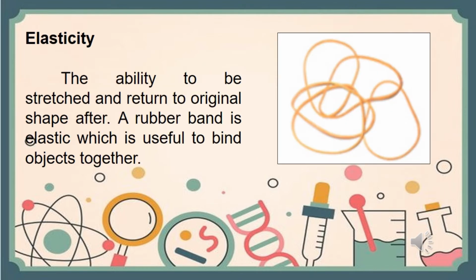Another characteristic is elasticity. Elasticity is the ability to be stretched and returned to original shape after. A rubber band is elastic, which is useful to bind objects together.